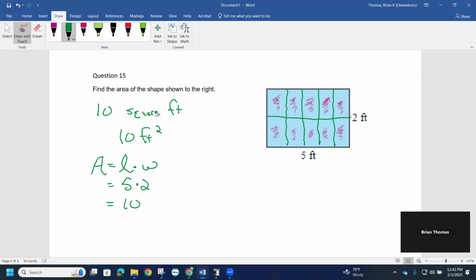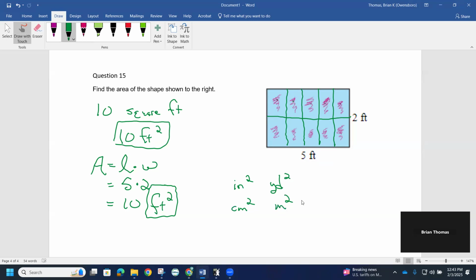So 10 squares, and since they're in feet, we say 10 square feet. Or we use this notation here, 10 square feet. So make sure you use the correct notation for area, which our unit of measurement for area is something squared. So if it's inches, we would say inches squared or square inches, yards, square yards. If we're talking the metric system, centimeters, square centimeters, or meters, square meters.